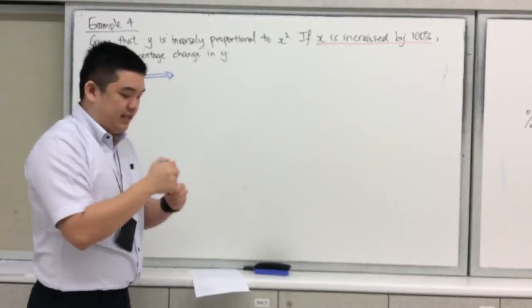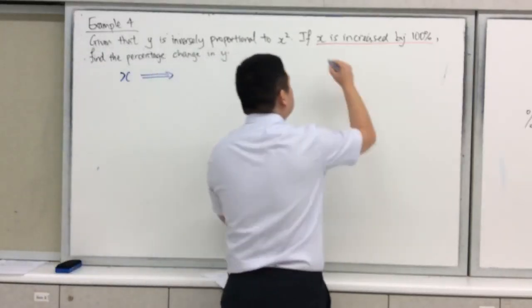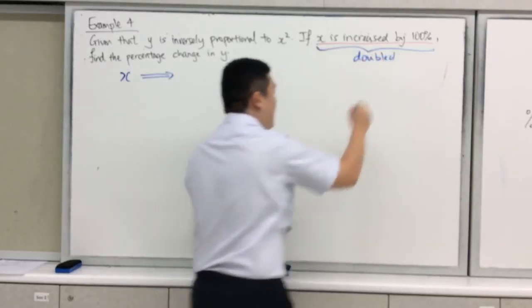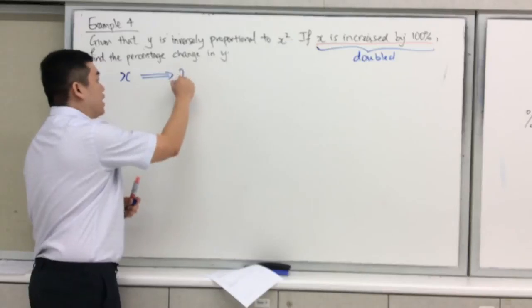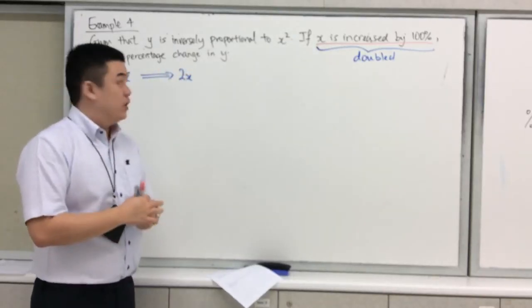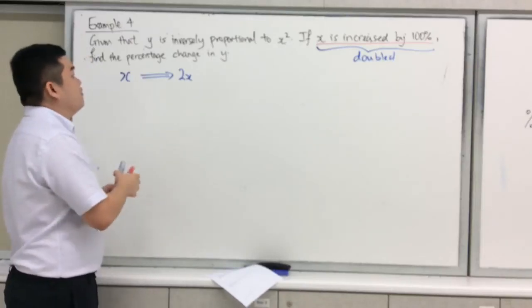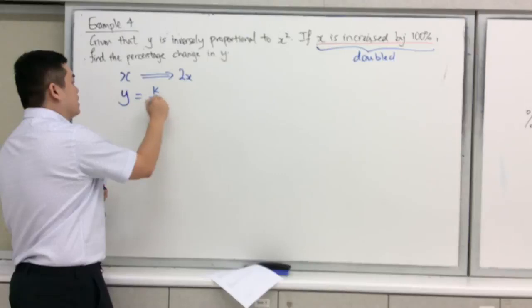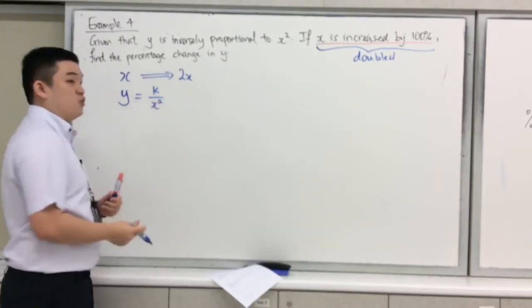It's the same as saying that it doubled. So this is actually the same as saying that it is doubled. So now your x will become 2x, right? So with this information, now we can start the question. We know that y is inversely proportional to x squared. So we can say y is equals to k over x squared.